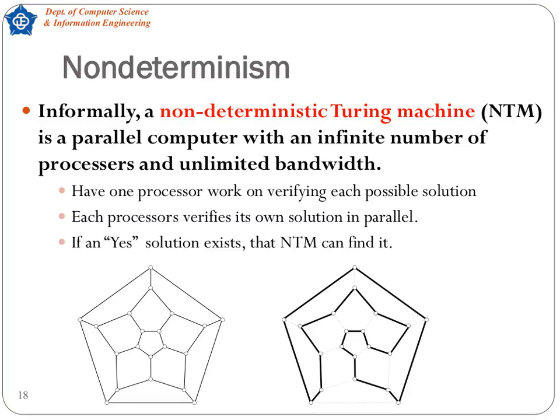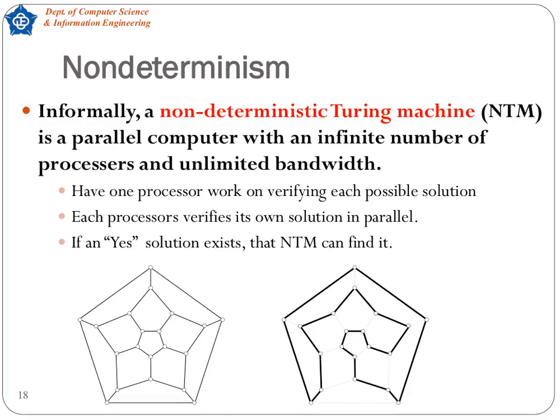Building on our definition of NP, let's dive into non-determinism. A non-deterministic Turing machine, or NTM, behaves like an idealized parallel computer with infinitely many processors and unlimited bandwidth. Imagine each processor taking a different candidate solution and checking it at the same time. If any one of them finds a yes answer, the machine accepts immediately. On the bottom, you'll see two diagrams illustrating this on a graph search problem. In the left picture, every possible path is explored in parallel. In the right picture, one particular path is highlighted in bold, showing the successful route that our NTM would instantly discover.